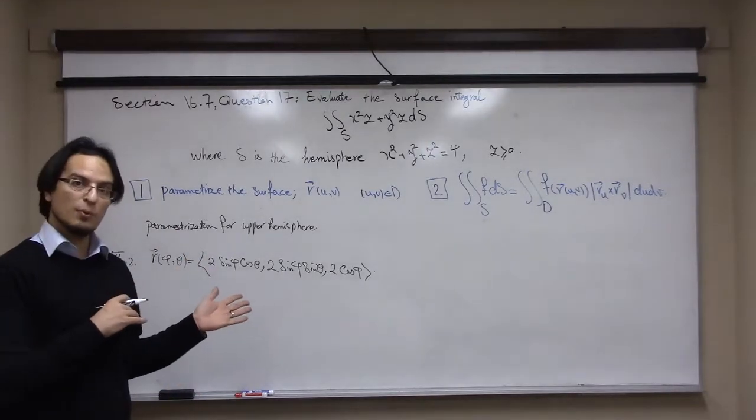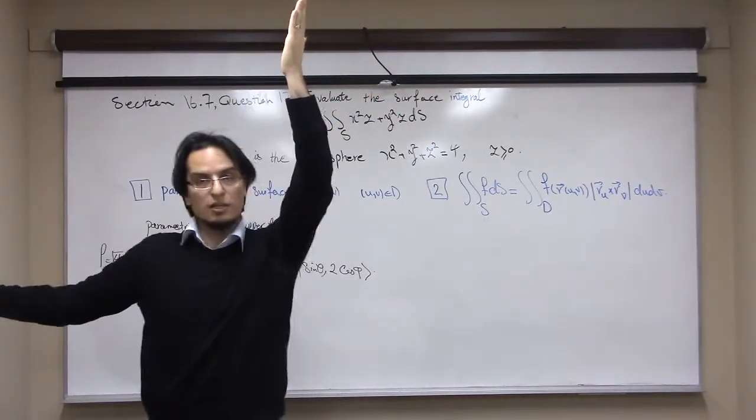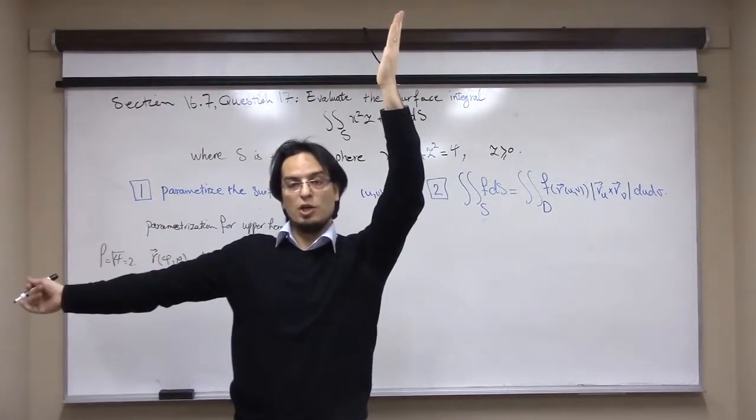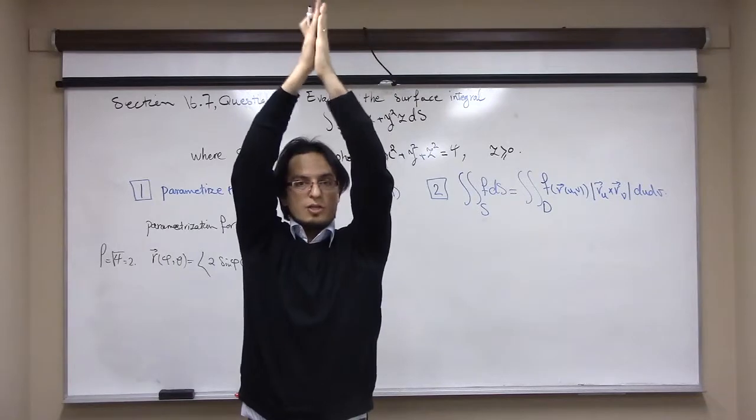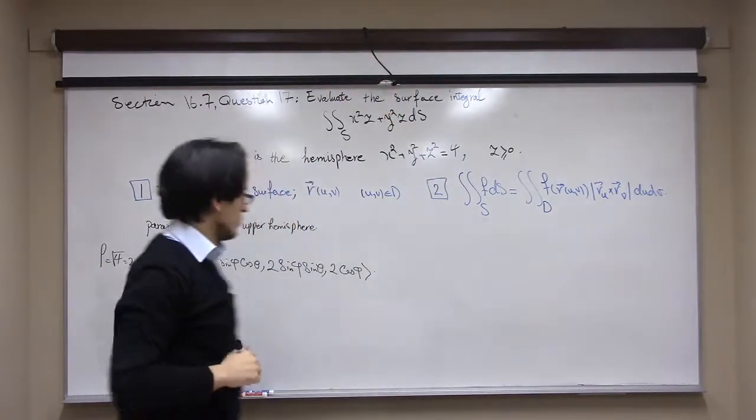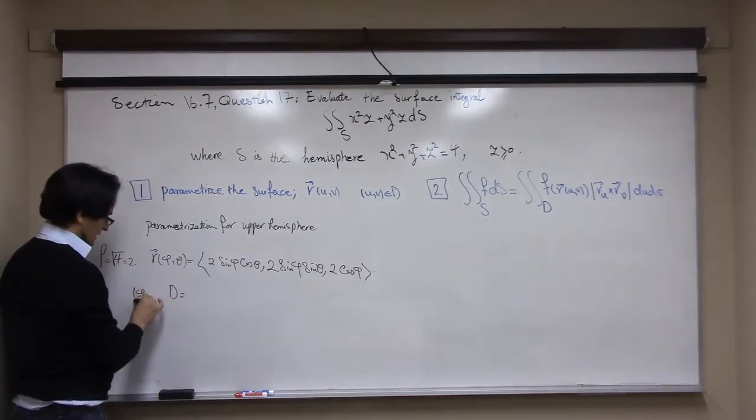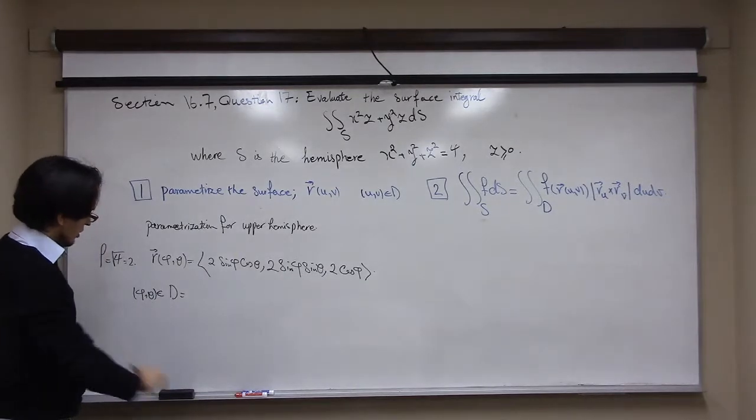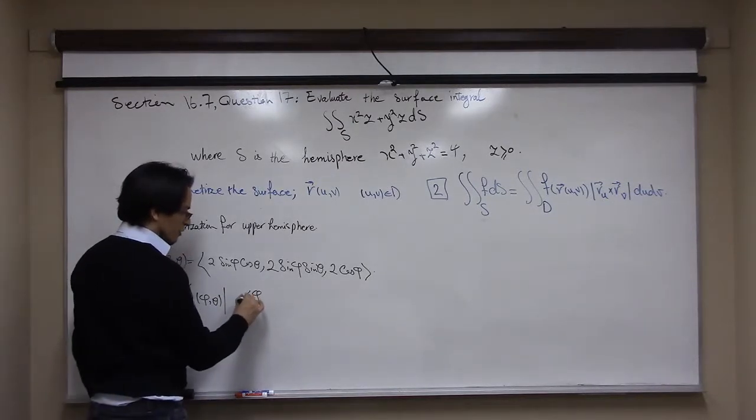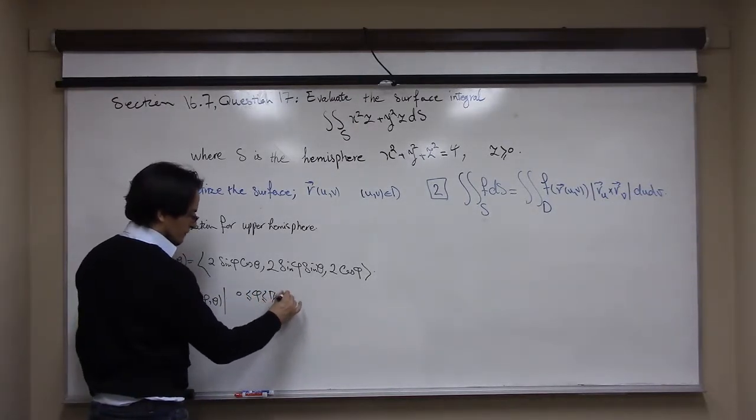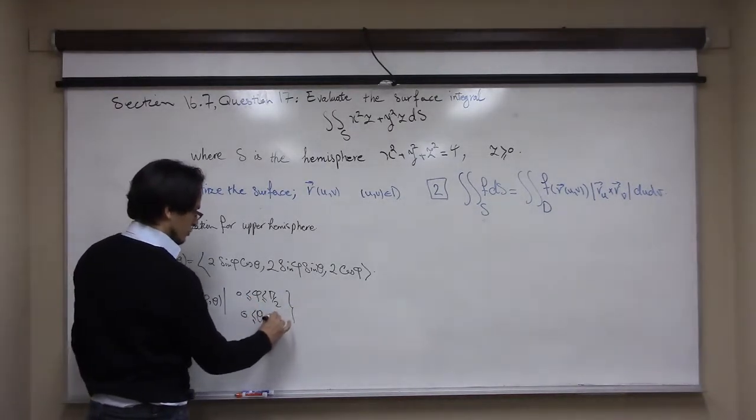But which part of the sphere do we want to have? So you have to see first theta. You have the whole theta to cover the upper hemisphere. But to have the upper hemisphere, your phi goes from 0 to pi over 2. So our domain D for phi and theta consists of all phi and theta such that phi goes from 0 to pi over 2, and theta goes from 0 to 2 pi.